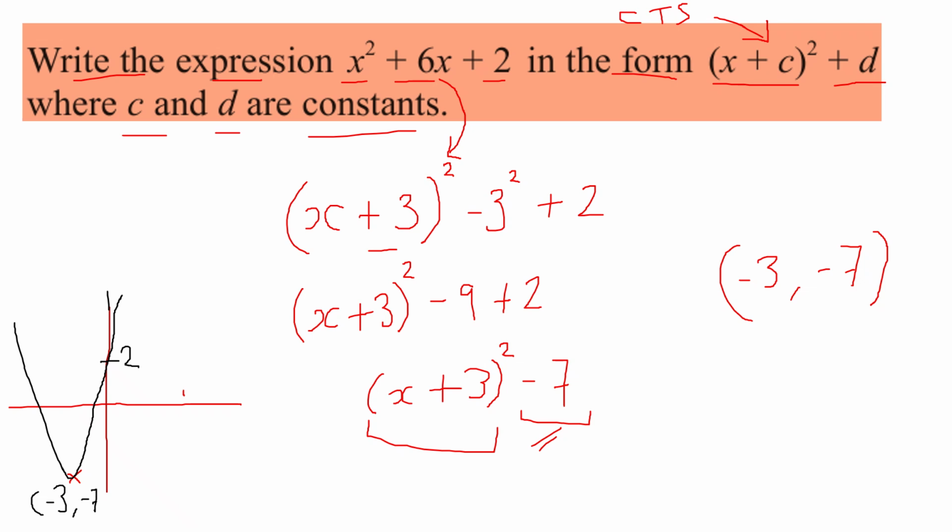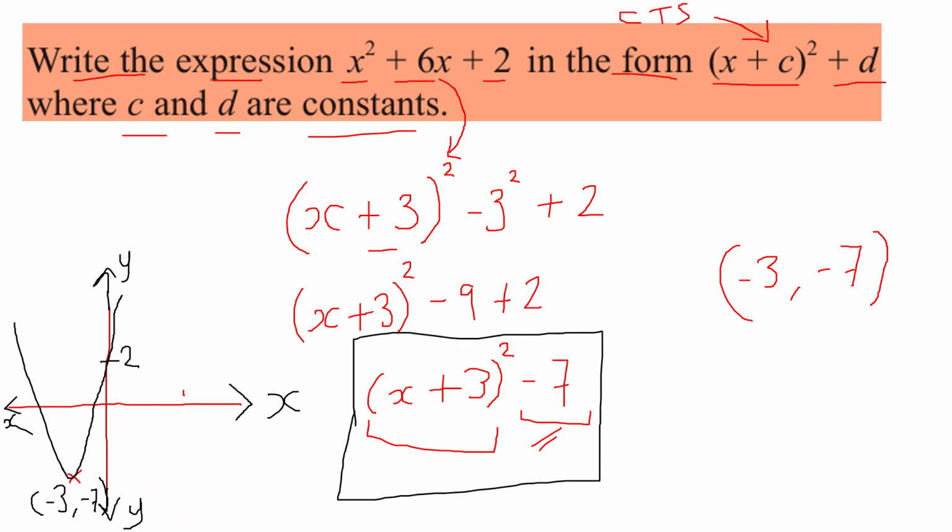Then to work out the x-intercepts, you set the quadratic equal to 0 and solve it by rearranging the completed square form. But that is a rough sketch of what the quadratic would look like. X squared plus 6x plus 2 in completed square form is (x plus 3) all squared minus 7. And that is how we complete the square.